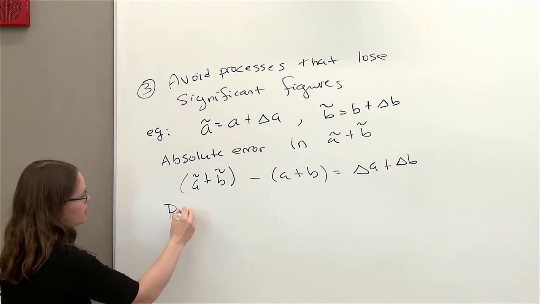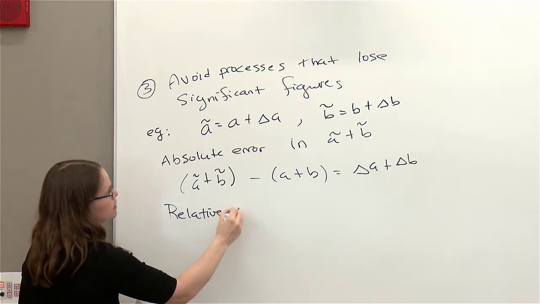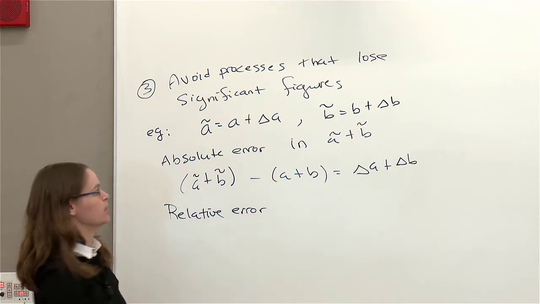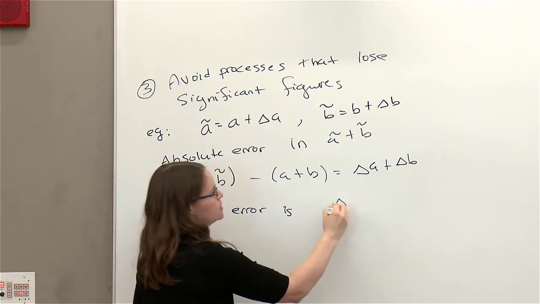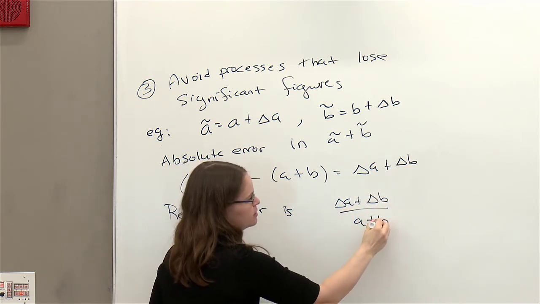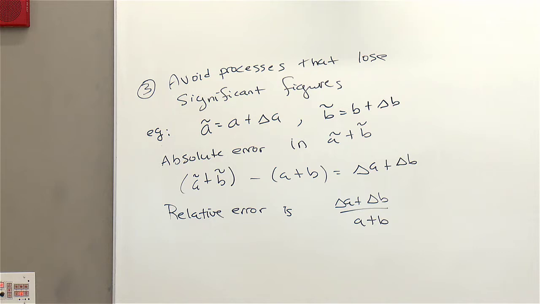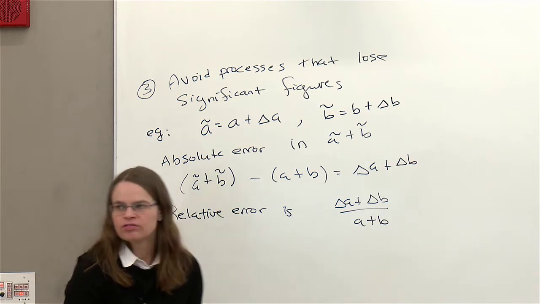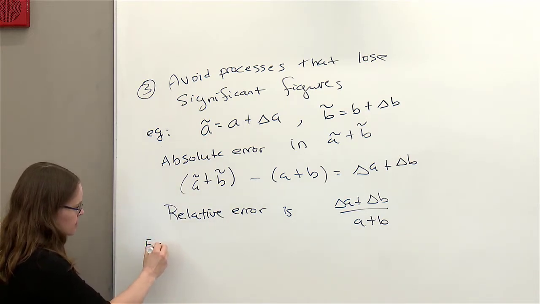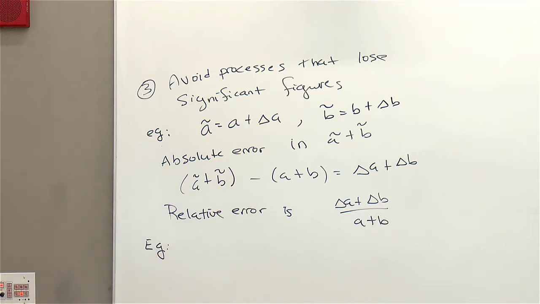And the relative error, right, is just going to be the error divided by the actual quantity we're interested in. So delta A plus delta B over A plus B. Okay, so addition maybe makes sense. Things hopefully do what you expect. Let's start stringing some processes together now.